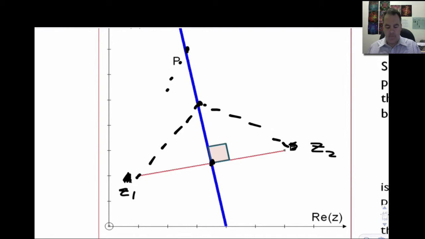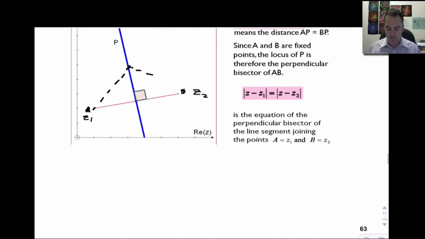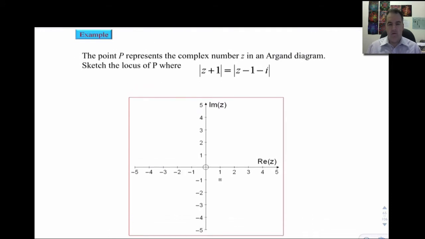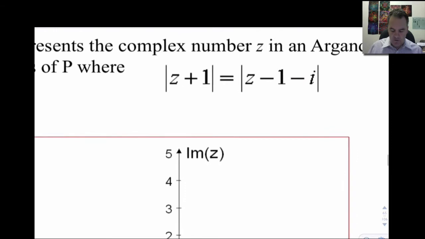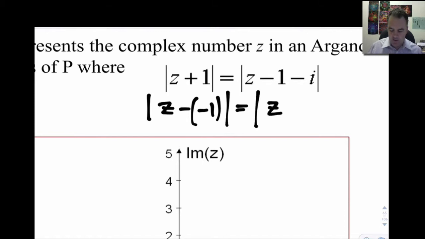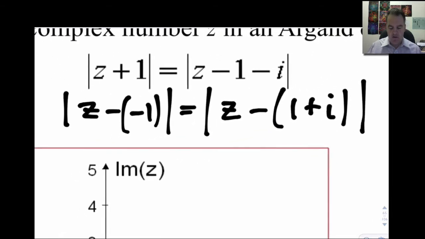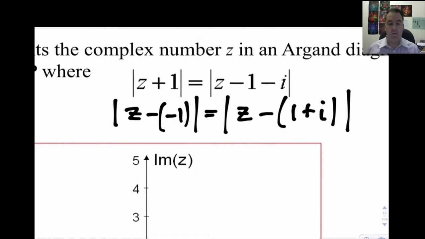Okay, so this one, if we draw it, looks something like this. The modulus of z plus 1, and I'm going to straight away put this into standard form, that's the modulus of z minus negative 1, equals the modulus or length of z minus 1 plus i. Doing it that way will clearly let you see the 2 points we're talking about. What this really says is we want the set of points z where the distance from negative 1 is the same as the distance to 1 plus i. That's what this is saying in longhand notation. You just need to know how to write it like that.